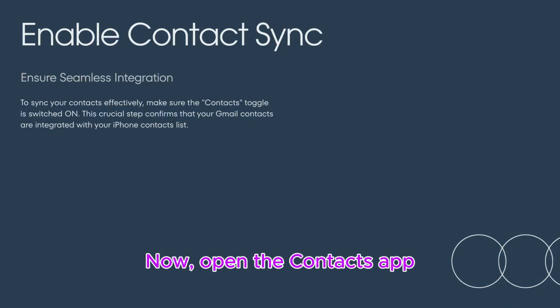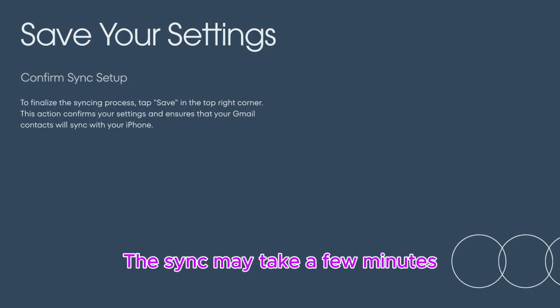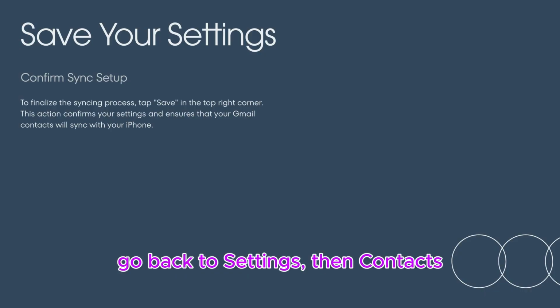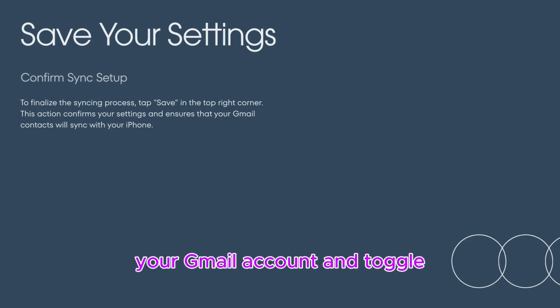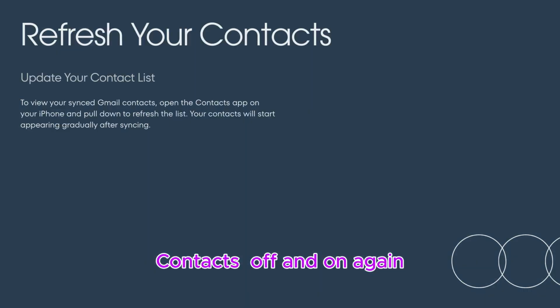Now open the Contacts app, pull down to refresh. Your Gmail contacts should start appearing. The sync may take a few minutes. To force a sync, go back to Settings, then Contacts, then Accounts. Tap your Gmail account and toggle contacts off and on again.